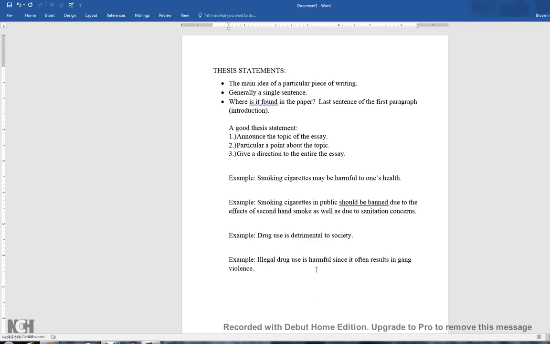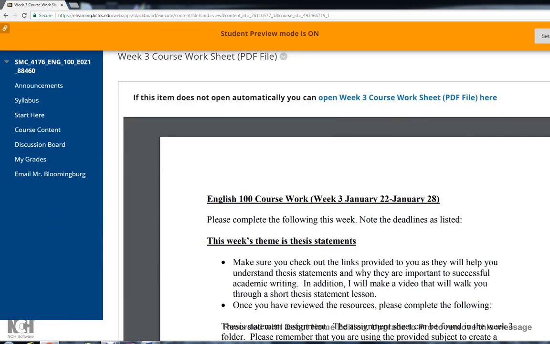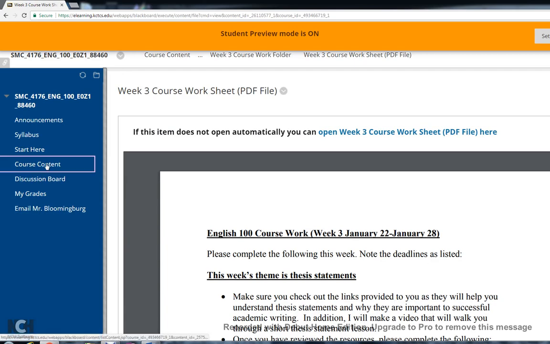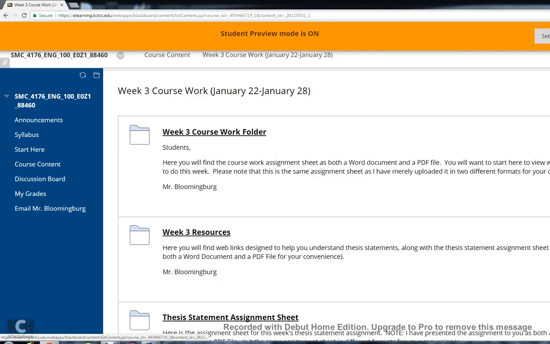The particular point is that it's harmful, and the direction is that it results in gang violence. Again, I could probably add another point, but just making it better is really what we're trying to do. So, again, it's important to note that this is a checklist that you can follow. So now with that established, let's go back to the week 3 folder.